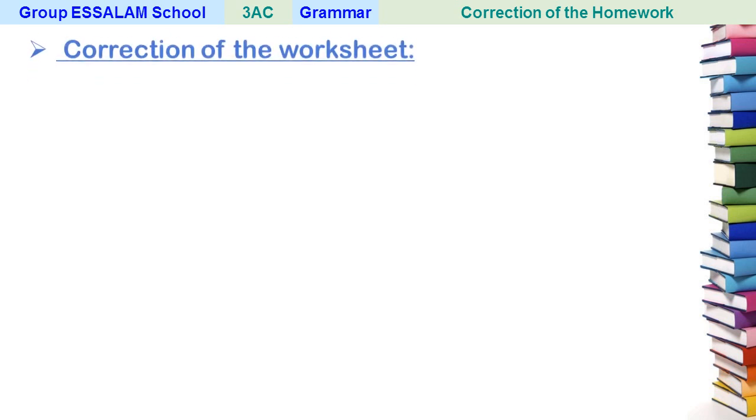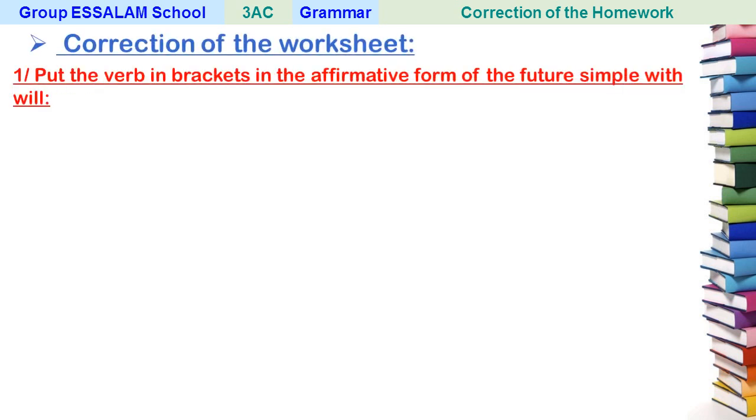The second exercise is in the worksheet that I have already given you. Of course, in this worksheet there are two exercises. The first exercise is about the positive form of the future simple will. And the second exercise is about the interrogative form. Now let's start with the positive form of this tense.